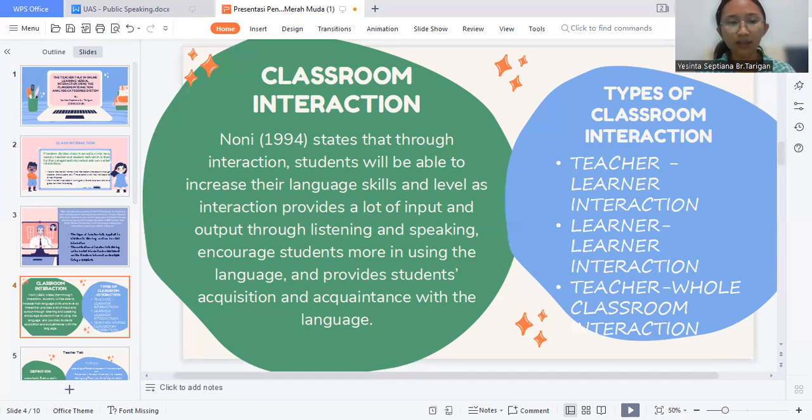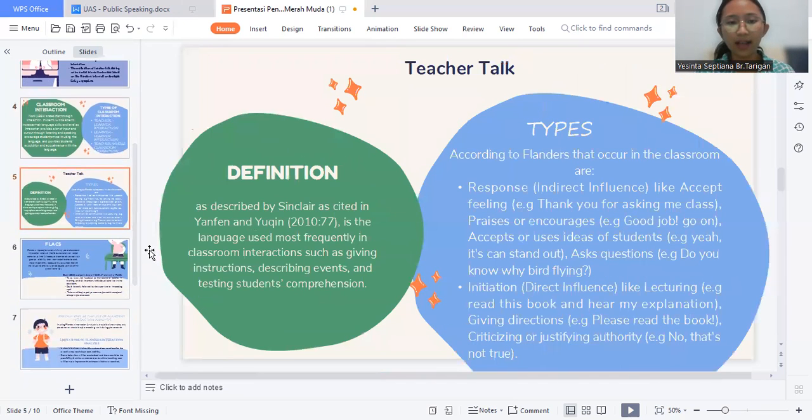And then next, we will discuss the teacher's talk. The definition, as described by Sinclair, as cited in Yanfan and Yuqin, is the language used most frequently in classroom interaction, such as giving instruction, describing events, and testing students' comprehension. And how about the types of teacher talk?